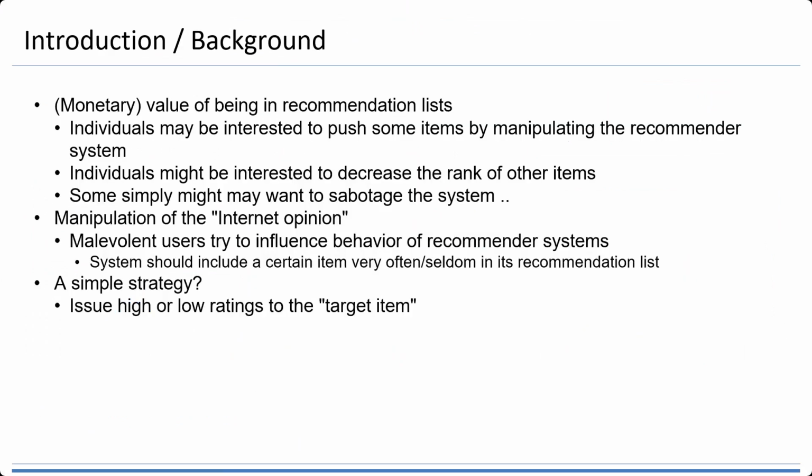So in this case, yeah, we need to understand what the attack is, what the background of the attack is. The most important background is monetary, the money, the value of being in the recommendation list. So individuals may be interested in pushing some items by manipulating the recommender system. And individuals might be interested in decreasing the rank of other items. So when you have a good rating, let's say you give 5, 5, 5, 5, 5 for all items, then of course the rank of that item will increase. So some may simply want to sabotage the system.